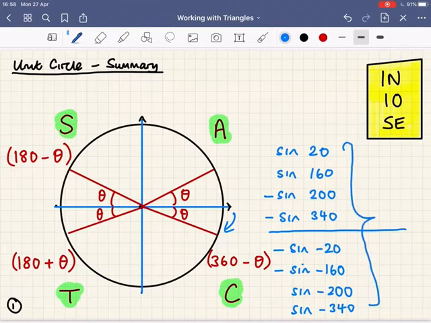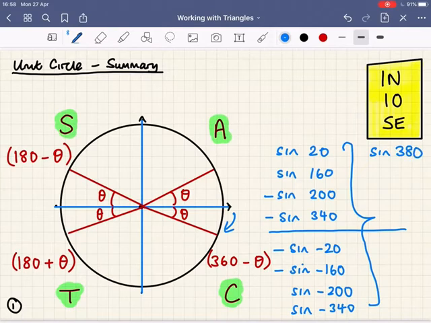And we could play this game all day because we can keep going round in multiples of 360 to find another value. So I know that sine 20 is equal to sine 380, if I went round another 360 degrees, that would be one whole turn plus another 20 degrees.